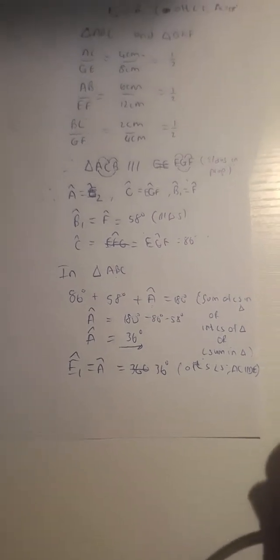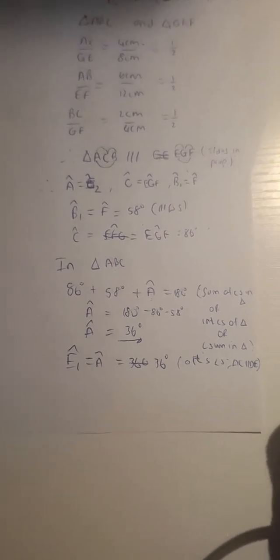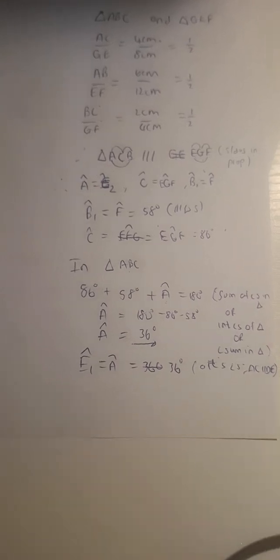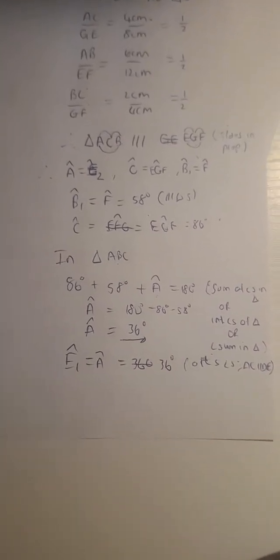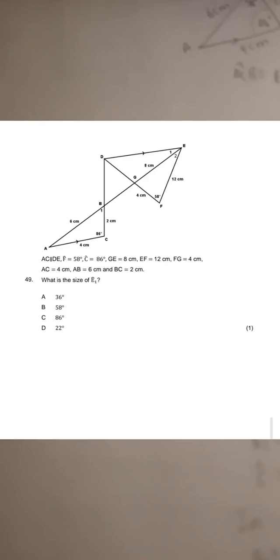So similarity is very important as well. We need not forget the concept of similarity in our grade 9 syllabus. Move right along. Next question. We answered 49. The size of E1 is A, 36 degrees. We move on to 50.